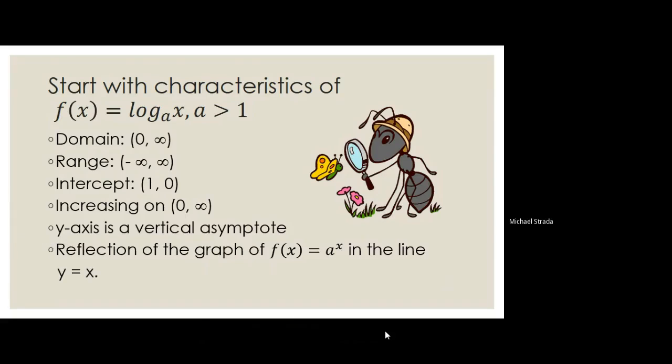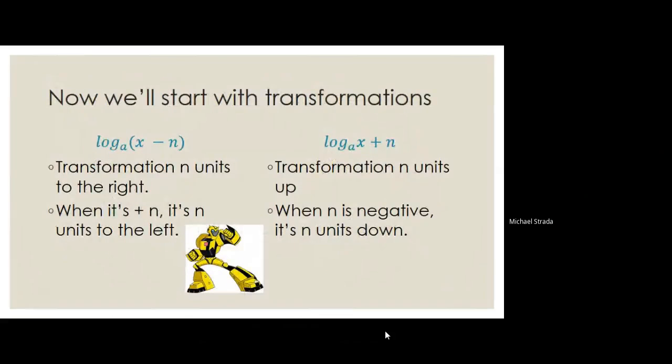Okay. So we'll start with transformations. Log a of (x minus n), meaning parentheses, is a transformation n units to the right. When it's plus n, it's n units to the left. Log a of x plus n, no parentheses, is a transformation n units up. When n is negative, it's n units down.